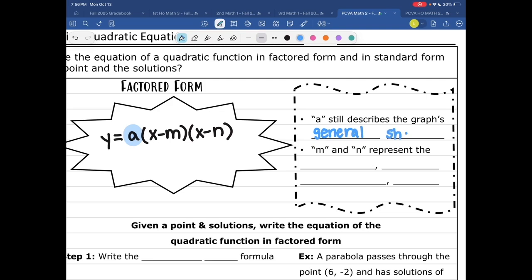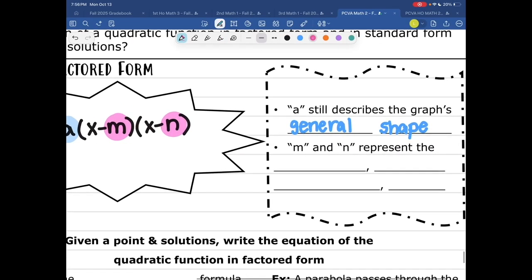All right, so the new pieces of information that we're going to look at are the m and the n. The m and the n represent the factors. Those factors can be called solutions. They can also be called the x-intercepts. They can be called the roots, or they can be called the zeros. These all mean the same thing, but ultimately graphically it means the x-intercepts. And they're called the zeros because that's where it crosses the x-axis, where the y value is 0.